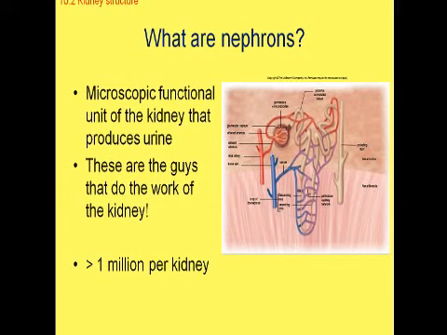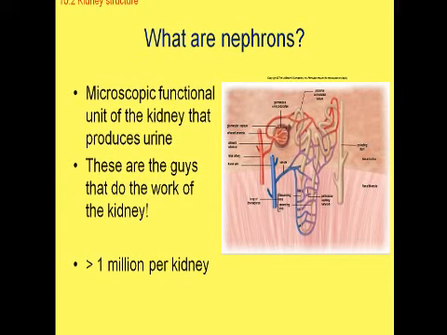So if we have an artery coming in, we have these little arteries, and then we have this little thing called an afferent arteriole. The afferent arteriole goes into this little thing called the glomerulus. So it's this little thing right here. And it's a modified capillary.